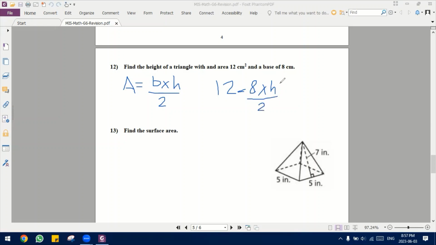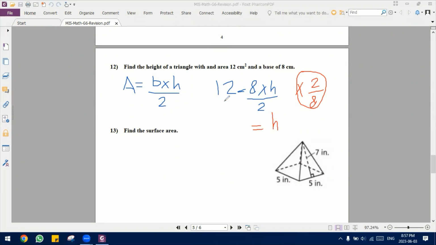Now, I need the height to be the subject. So I need to remove what is next to it. Now, how can I remove a fraction? Remember that note? We said if I need to remove a fraction, I multiply by its reciprocal. We multiply everything by the reciprocal, which means not 8 over 2, it's 2 over 8. So I have to multiply everything by the reciprocal, which is 2 over 8. Now, when I multiply by 2 over 8, on the right-hand side, I will have only h, because 8 over 2 and 2 over 8 cancel.